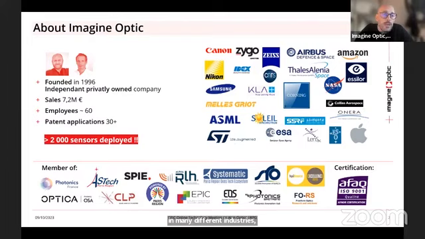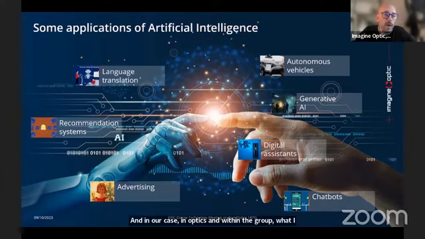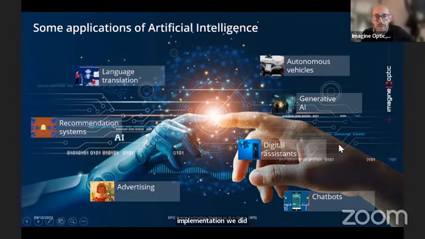Innovation and research is really at the heart of our approach for developing all these solutions. And of course, AI is part of our current topic of research. AI is almost everywhere nowadays. In our case, in optics and within the group, what I will do is present two implementations we did, and discuss a little bit pros and cons.